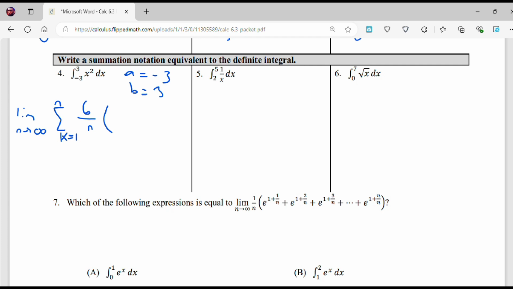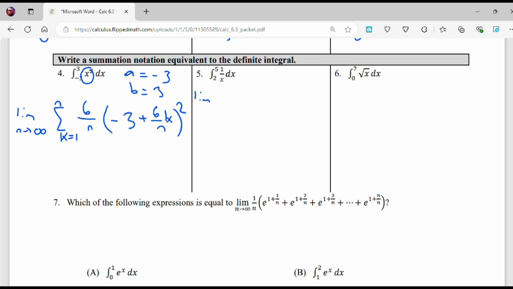f of a, so -3, plus b minus a over n times k. And then, remember, because this is x squared, we're going to square that quantity. And it's as simple as that. Next question.